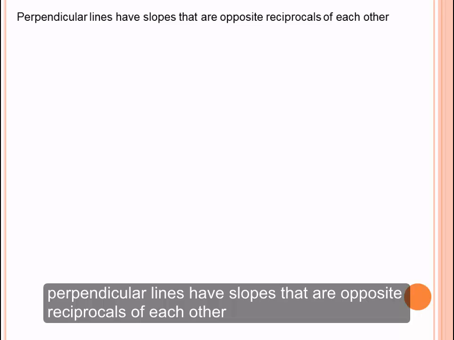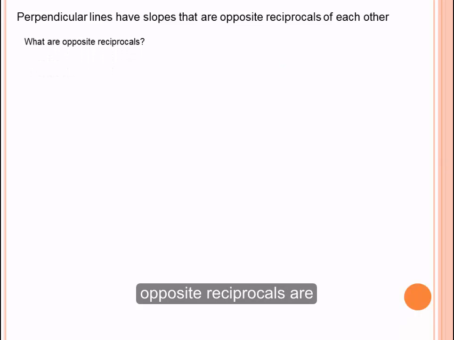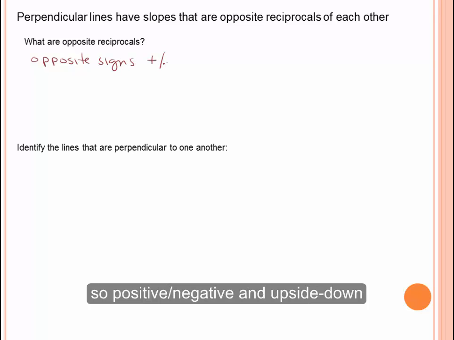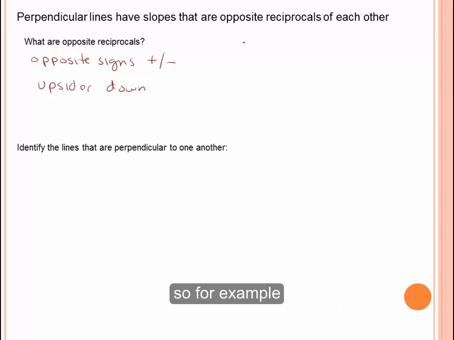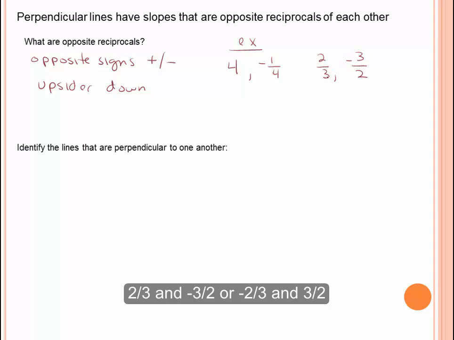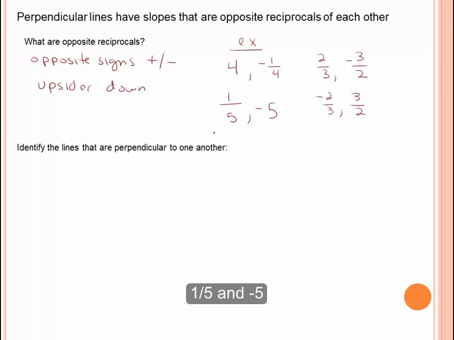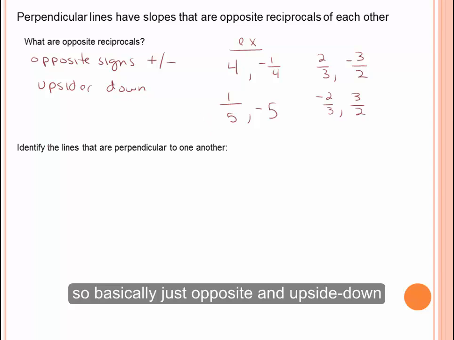Perpendicular lines have slopes that are opposite reciprocals of each other. Opposite reciprocals are opposite signs, so positive, negative, and upside down. So for example, 4 and negative 1/4, 2/3 and negative 3/2, or negative 2/3 and positive 3/2. 1/5 and negative 5. So basically just opposite and upside down.